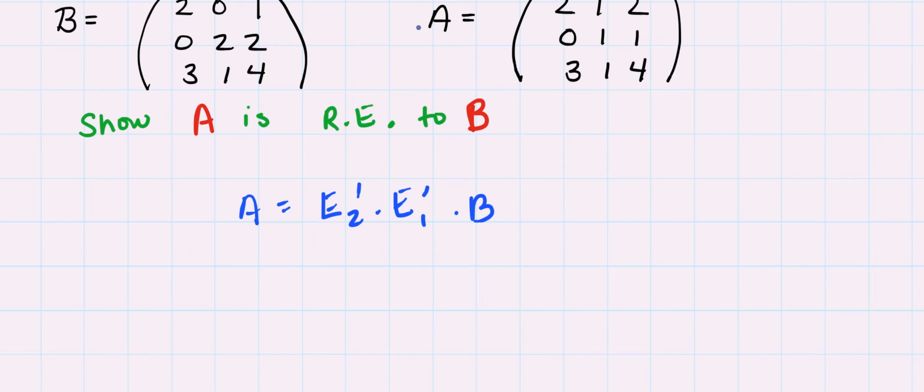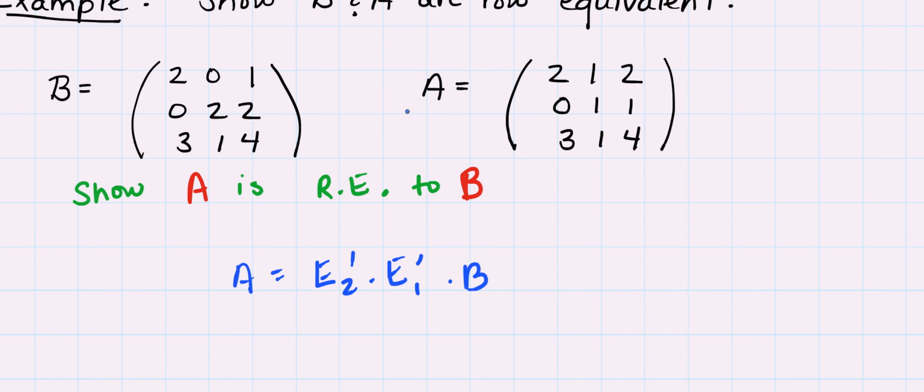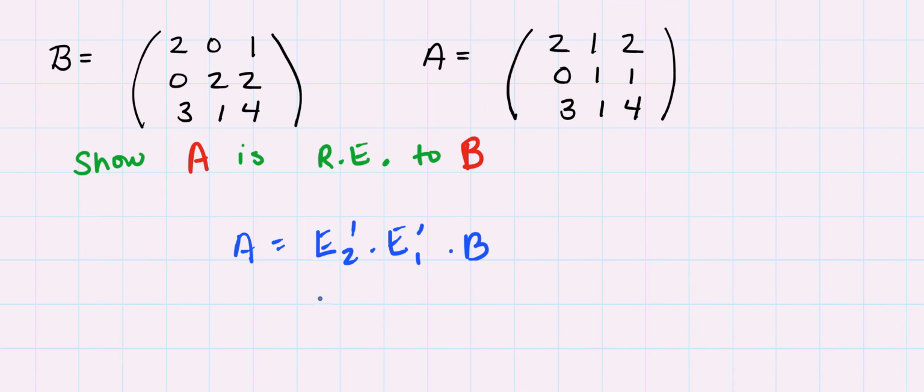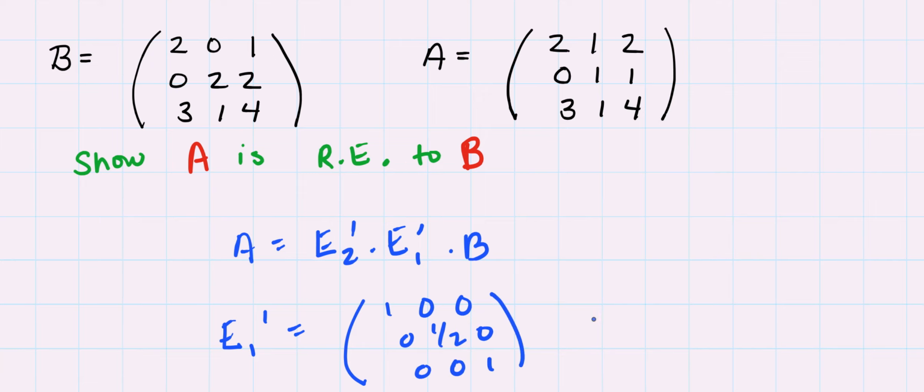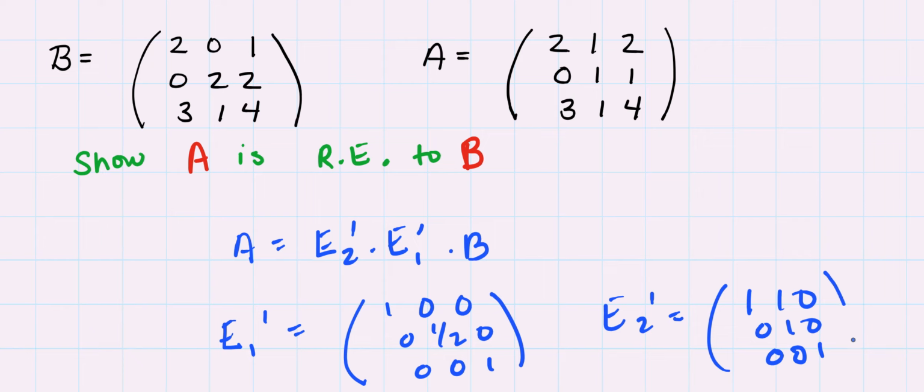And so what you're going to ask yourself is, how do I get B to look like A? And if you do the problem correctly, you should get that E1 prime is this matrix, and E2 prime is this matrix. So double check that and see if you can get these answers.